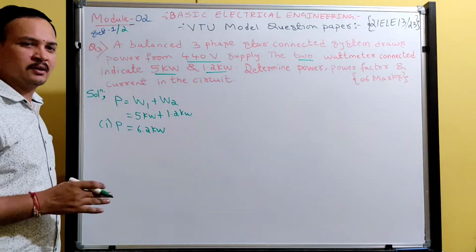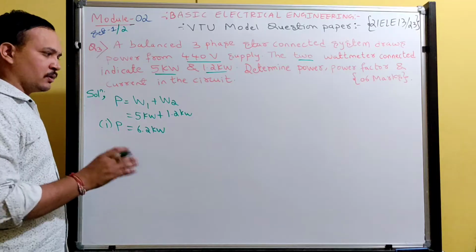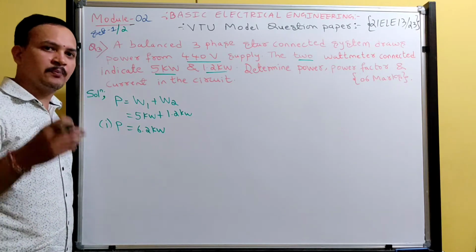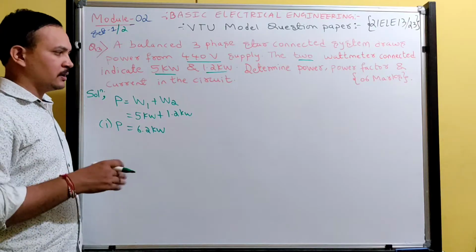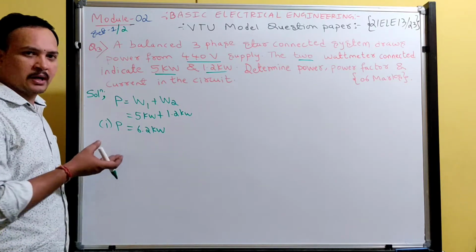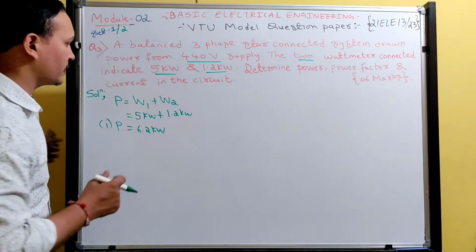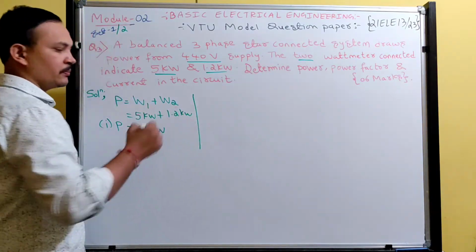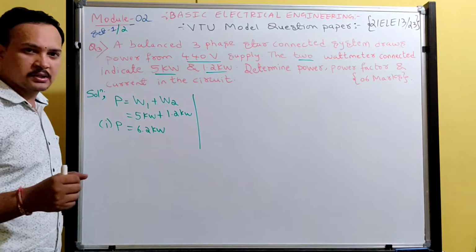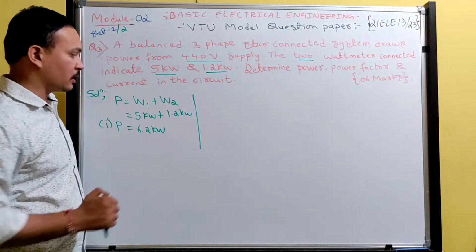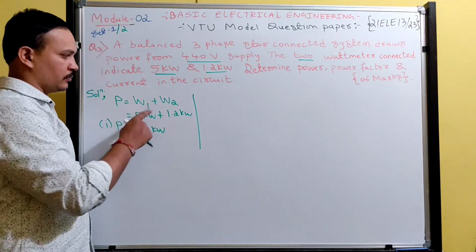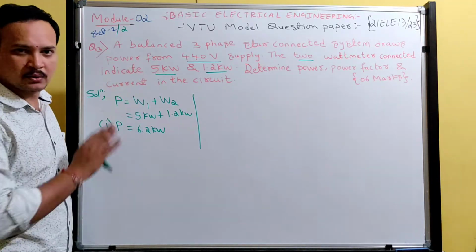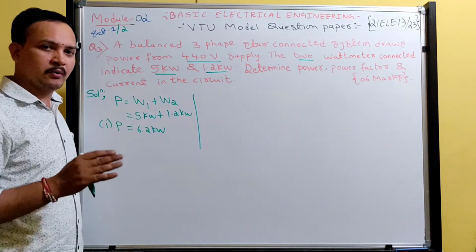See, simply addition. That's why please don't leave any topic. You prepare, you identify the easy part, and then you try to find the other one. At least you will get 1 or 2 marks. So next is power factor. While calculating power factor, some students have a doubt: how can you take W1 as 5 kilowatt and W2 as 1.2? They are not specified. W1 is that much, W2 is that much. How can you take?